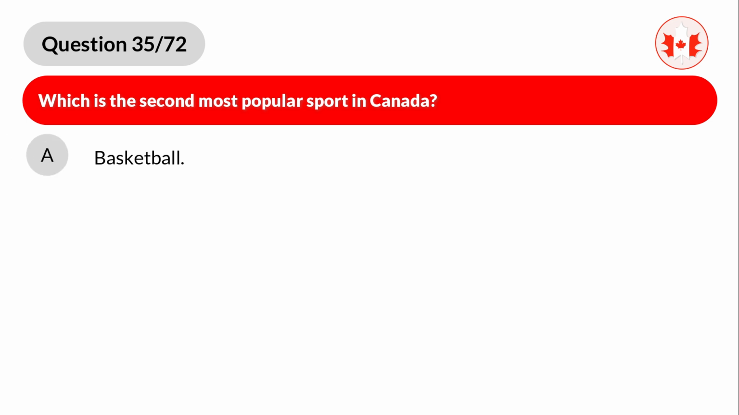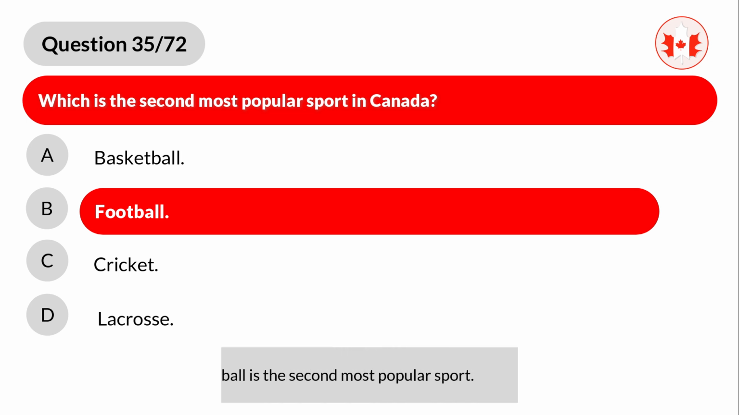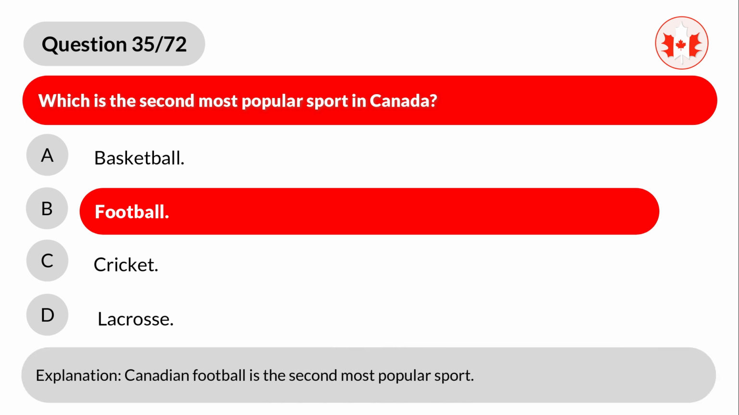Question 35. Which is the second most popular sport in Canada? A. Basketball. B. Football. C. Cricket. D. Lacrosse. The correct answer is B. Football. Explanation: Canadian football is the second most popular sport.